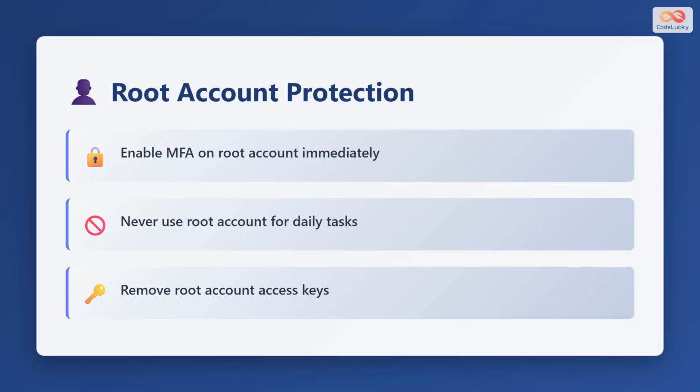Let's start with protecting your root account, which is the most powerful account in your AWS environment. First, enable multi-factor authentication, or MFA, on your root account immediately after creating it. This adds an extra layer of security beyond just a password. Second, never use the root account for daily tasks or routine operations. The root account should only be used for specific account-level tasks that require root privileges.